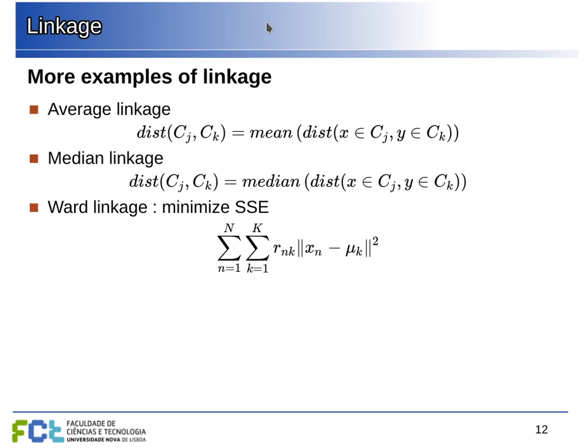Then we have other examples. Average linkage takes the mean of the distances between all pairs from one cluster to the other. The median linkage takes the median instead of the mean.